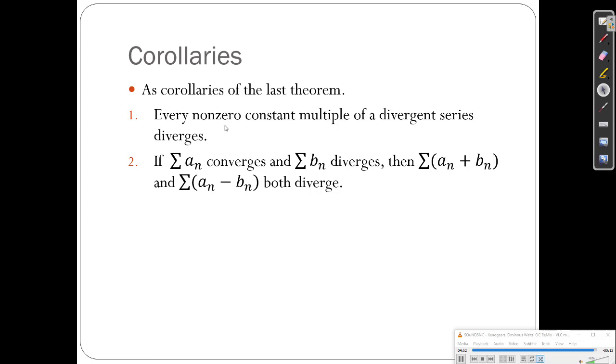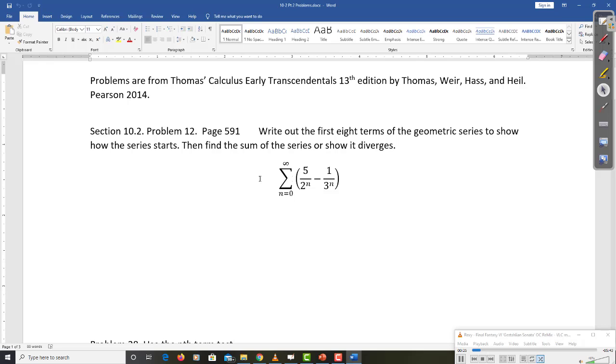Alright, that's all the theory for this section. Let's do some exercises. Our first problem deals with geometric series. We have a difference of two geometric series here, a term-by-term difference. It says write out the first 8 terms to show how the series starts, then find the sum of the series or show it diverges.